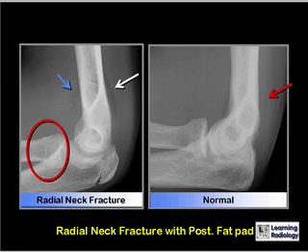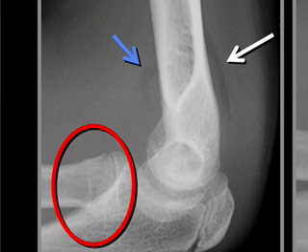The oval is pointing to a fracture of the radial neck. The blue arrow is showing the anterior fat pad, which has been lifted up off of the anterior aspect of the distal humerus so that it's pointing almost 90 degrees to the shaft of the humerus.